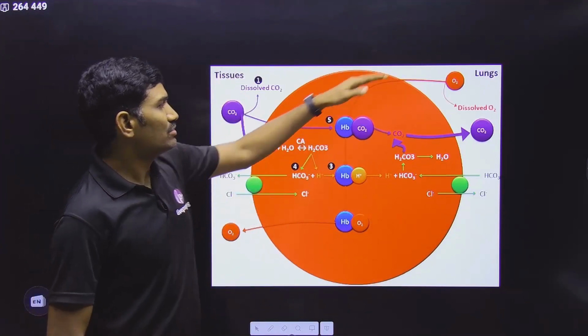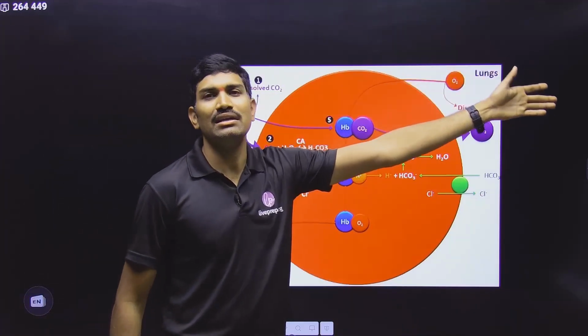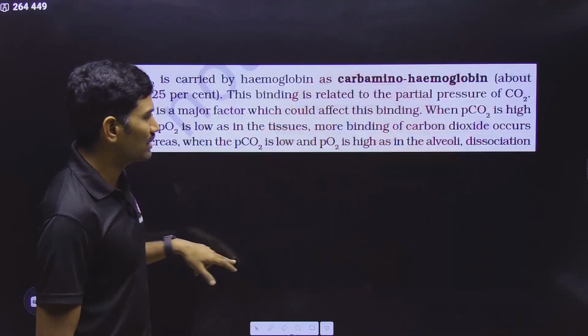Next one. These are the reactions we have studied. The same reactions at the tissues are shown for the lungs. Whatever we are studying at the tissues, exactly the reverse will happen at the lungs. Simple logic.